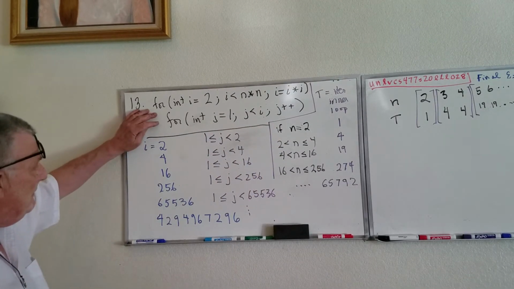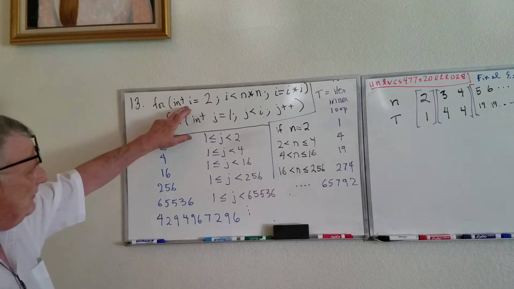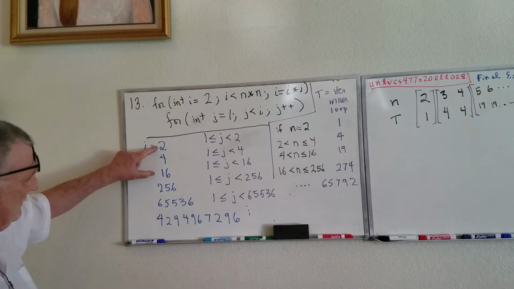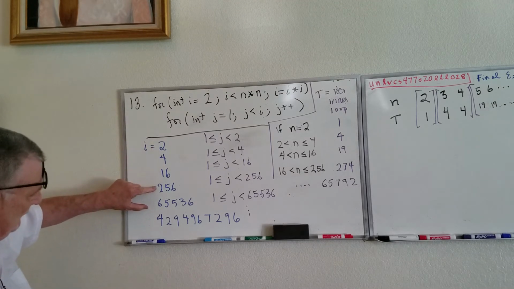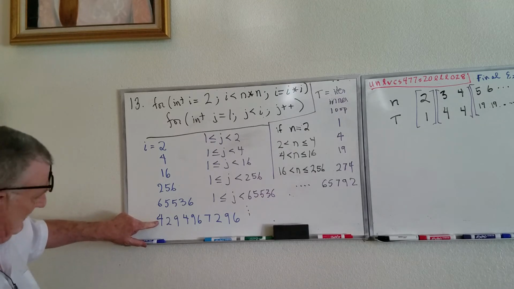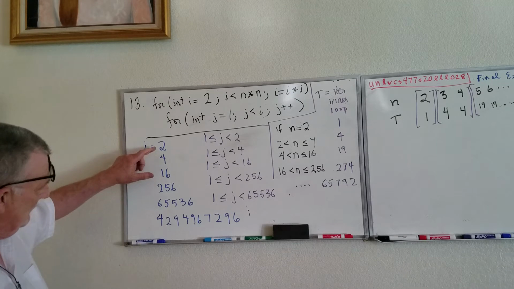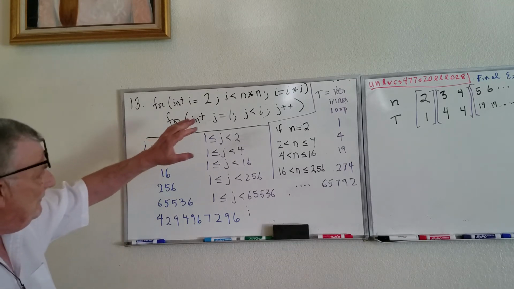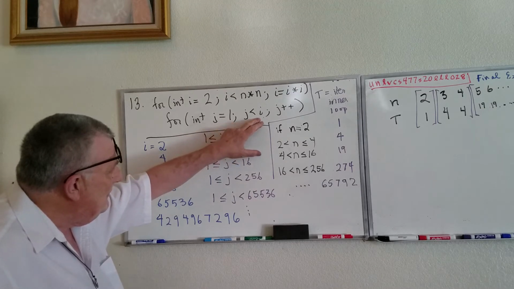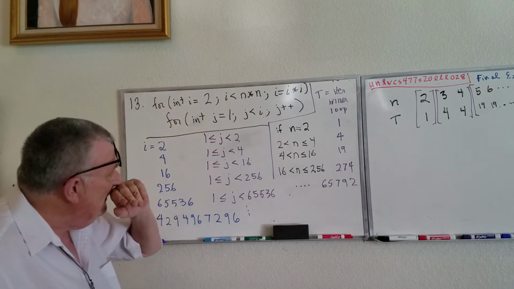We're now doing problem 13, the last problem. The outer loop starts with I equals 2 and then it squares. So actually I is 2 and then 4, 16, 256, and it goes up pretty fast. This is 4 trillion something after only 1, 2, 3, 4, 5, 6 steps. Now the inner loop starts at 1 and goes up to I, and it does so linearly.